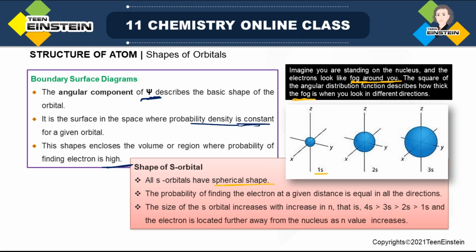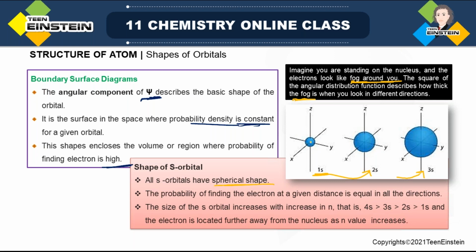So when you are moving, whether you choose 1s, 2s, 3s, 4s, whatever, it is always spherical. It has nothing to do with the principal quantum number 1, 2, 3. You just have to know whether it is s or not. Whether it is 2s or 3s, it is always spherical. The only difference is that when you move from 1s to 2s, or from 2s to 3s, the size of the orbital will increase. That's it. And the distance of finding the electron from the nucleus will also increase.